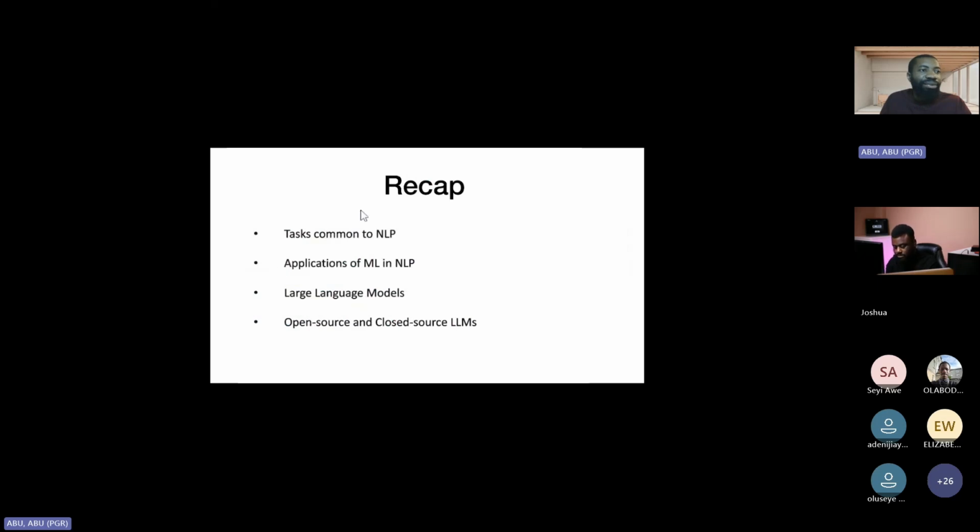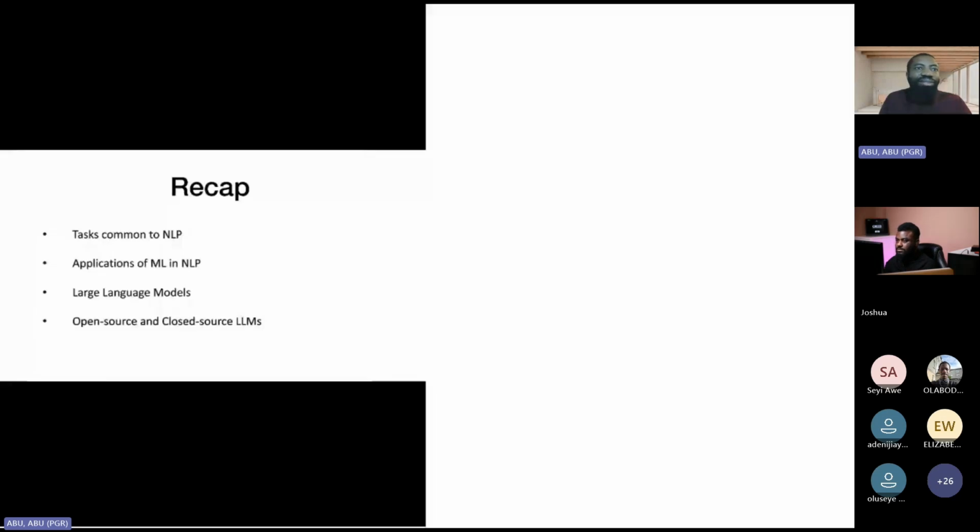And so, yeah, I think this is where I'll end my session. Just a quick recap. We've talked about some of the tasks common to NLP and some of the applications of machine learning in NLP. And then we've also discussed the large language models and the open and closed LLMs. We'll still touch on some of these things in the later sections when we are doing the demos and the hands-on. So I'll allow Joshua now to share his slide. He has a little demo for us this evening.